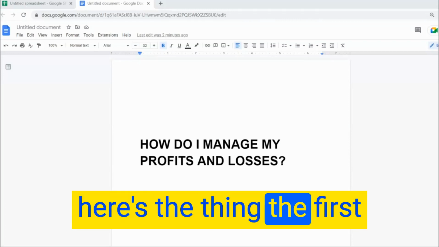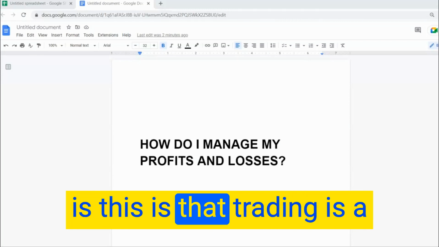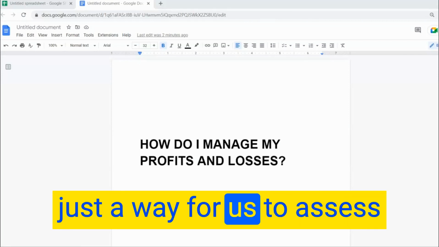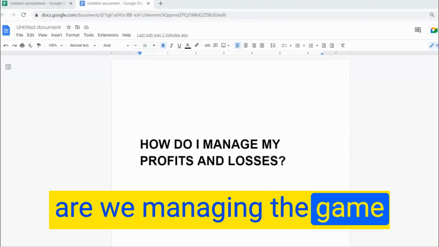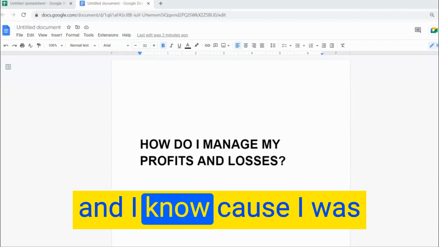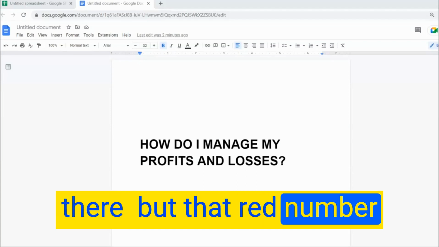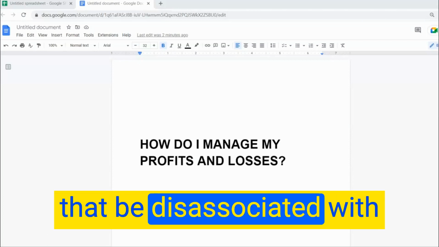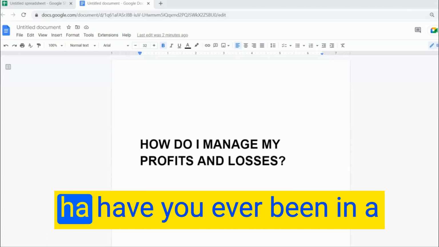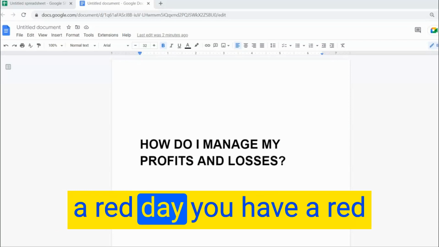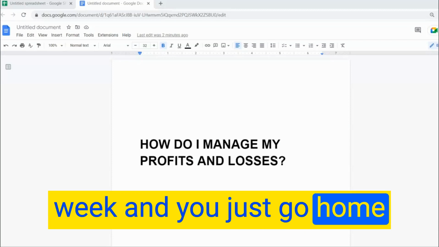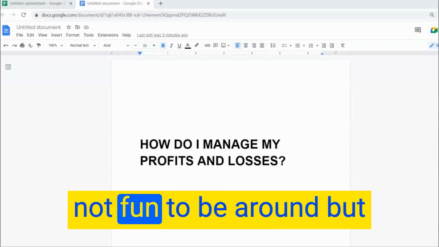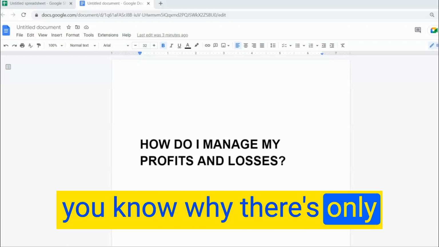Well, here's the thing. The first thing we need to realize is that trading is a game. Profits and losses are just a way for us to assess, are we managing the game well or not? That red number, and I know because I was there, your goal should be to have that be disassociated with you as a person. Because have you ever been in a situation where you have a red day, you have a red week, and you just go home and you just feel like a loser? You're just not happy. You're not fun to be around. But you know why? There's only one reason for that.